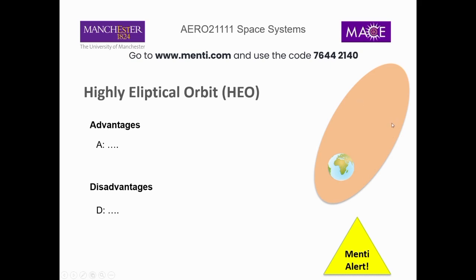A long break time between, yeah, exactly. So when you've got your satellite up and doing its job up here at apogee, that's great, but then you've got a break while it zooms around the back of the Earth. And so you either need more than one satellite, so that there's always something overhead, or else you have to wait for it to come back around.